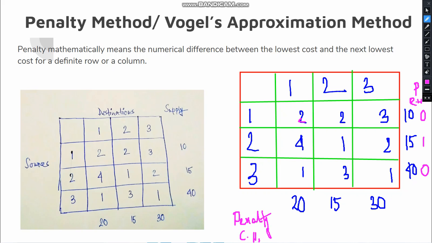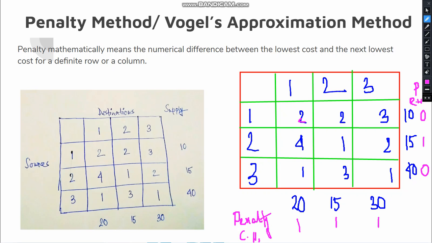Now we have to write down the penalties column wise. See, what is the penalty here? It will be 1 because 2 minus 1 is 1. The penalty will be 1 here. 1, 2. The penalty will also be 1 here.